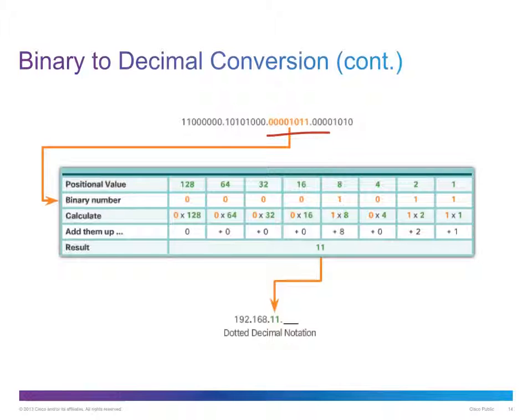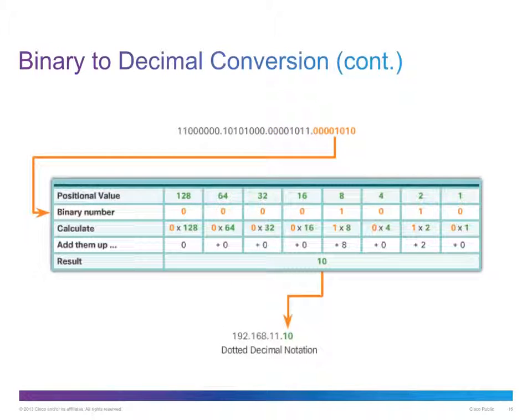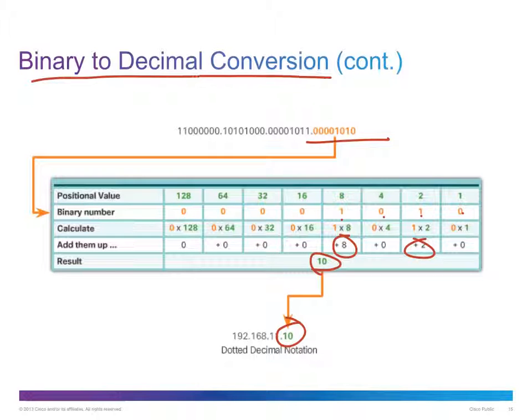Okay, so this one: 0, 0, 0, 0. Then we have a 1, one group of 8, 0 groups of 4, one group of 2, and one group of 1. Just add them up, and you get 11. And then here's the last one. Same process. Get all those zeros, and then 1, 0, 1, 0 at the end. We got an 8 and a 2, so we have 10. Binary to decimal conversion.